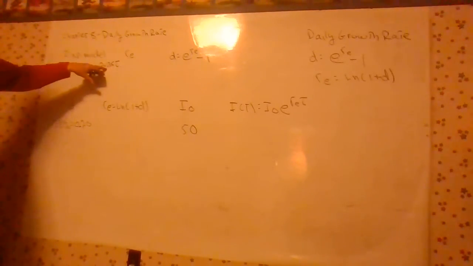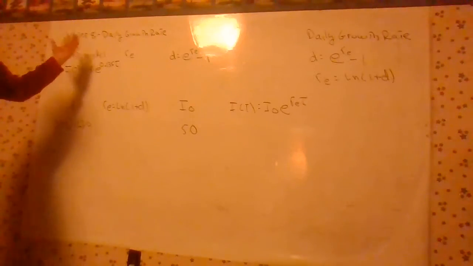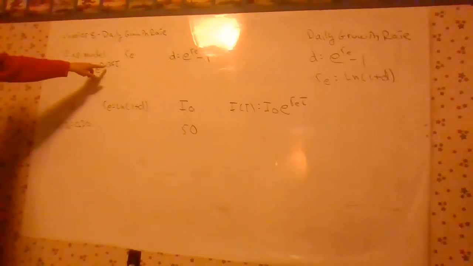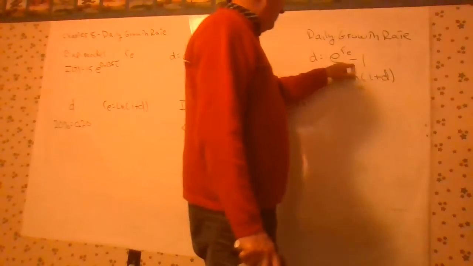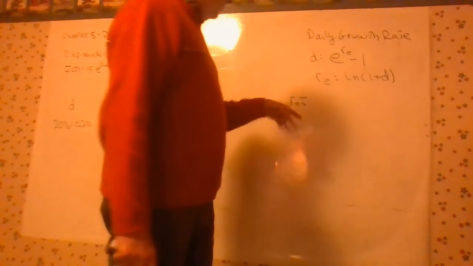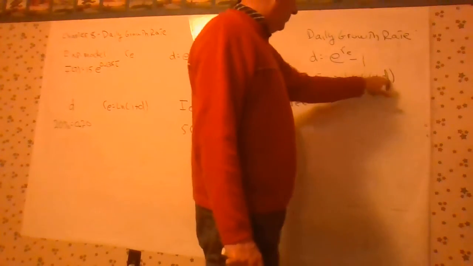Chapter 8, the daily growth rate. This is an interesting statistic. How do these exponential growth rates correspond to a daily growth rate? If we have a given model, in this case, the exponential growth rate is 0.135, what does that mean on a daily basis? Well, there's a very simple formula. D equals e to the r sub e minus 1. And if you want to go backwards, r sub e is the natural log of 1 plus d.